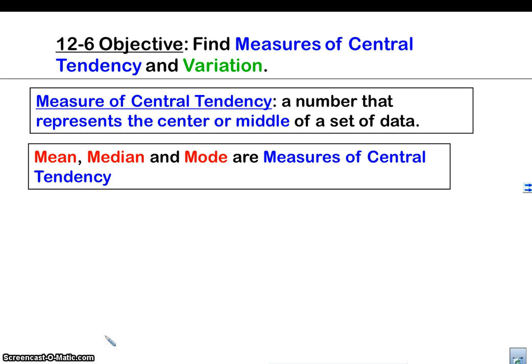Here first is the definition of what a measure of central tendency is. Basically, we're looking at what's happening in the center of our data. We're talking about a set of data, and we want a number that represents the center or the middle of that data. The middle of those data is represented by either the mean, median, or the mode. A lot of times we don't use the mode very often. The mode just tells us what's most common, but we will use the mean and the median to describe the central tendency of any set of data. So let's take a look.